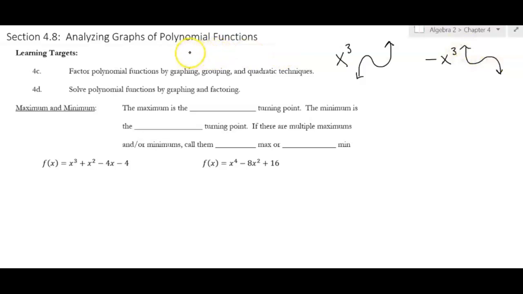And then another common one we've had is x to the fourth, which looks like a W, or negative x to the fourth, which looks like the M. Okay, those are the most frequent ones we've had, and we're going to work with those again today. Today, what we're going to work on is finding the max and minimum of those.